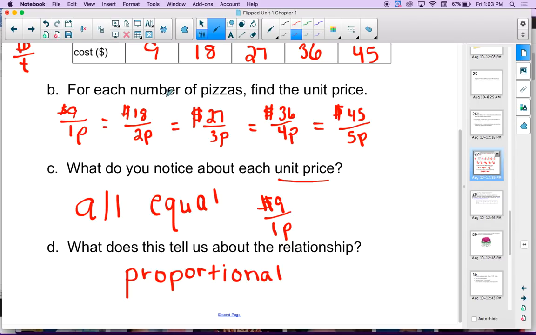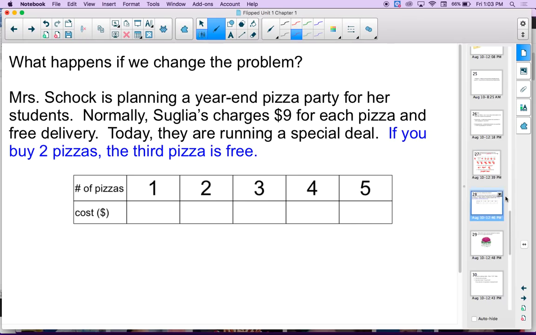In this case, I didn't show all of my work. It's really slow for me to write on the computer, but if you wanted to, you could show the division, or we could do cross products here to prove that they all are equal to $9 per pizza. Okay, so let's take a look at this same problem if we made one little change.